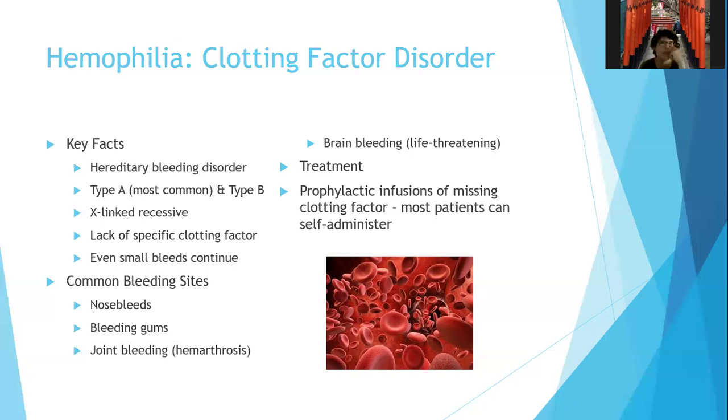So there you go. Lack of a specific clotting factor is what causes the cascade not to work. You never clot, and even small bleeds continue. So it's common to have nosebleeds, bleeding gums, bleeding into the joints, which is called hemarthrosis, and brain bleeding, which can be life-threatening. So the treatment is to do infusions of the missing clotting factor, and most patients can self-administer those. So that's pretty handy. And people are living longer with hemophilia because the treatment is easier now.